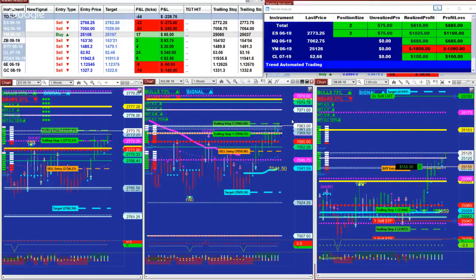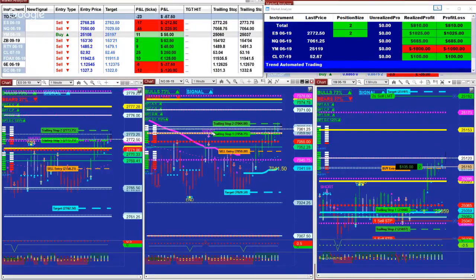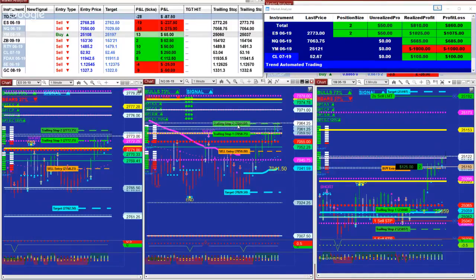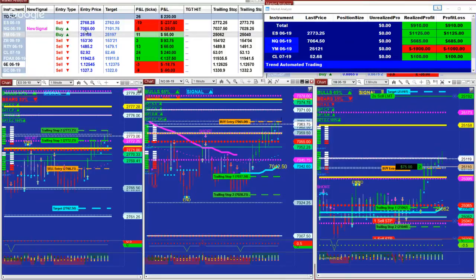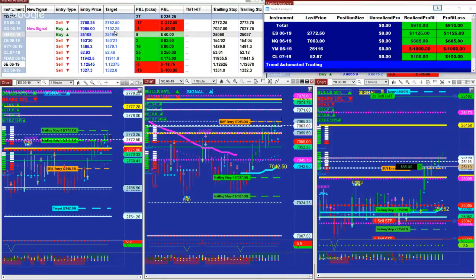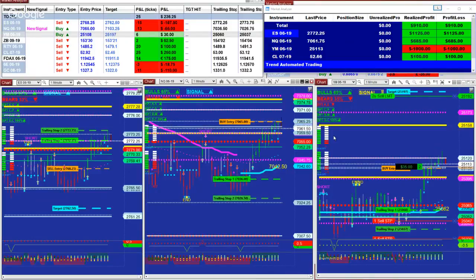We are about to have, get ready, guys, a long trade on the ES and a long trade on the NASDAQ. The trailing stop on the NASDAQ, and this is the last border for short. And now there we go. We have a new signal on the NASDAQ. It's 7065, target 7102.75, and sync right away because of the ES.